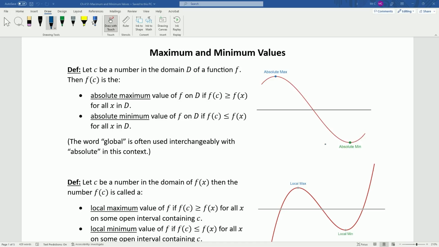Hello everybody and welcome to our video on maximum and minimum values. So alright, we're just going to jump straight into it. We're going to define a few things and then see what we can do with this.